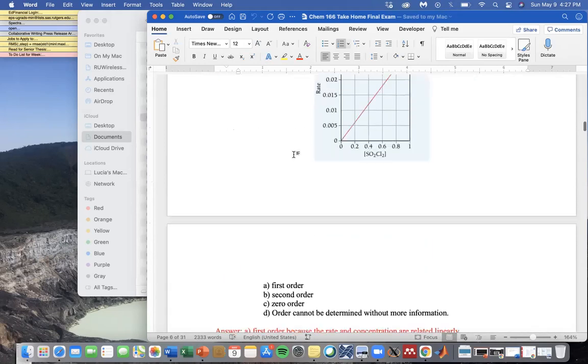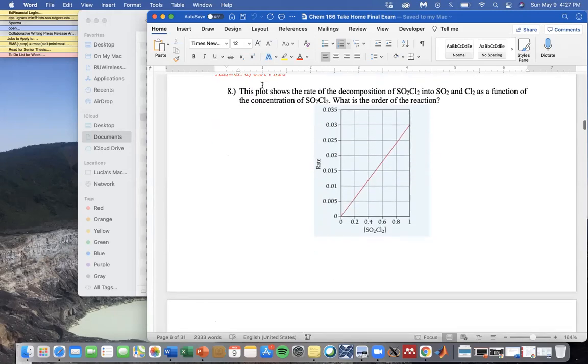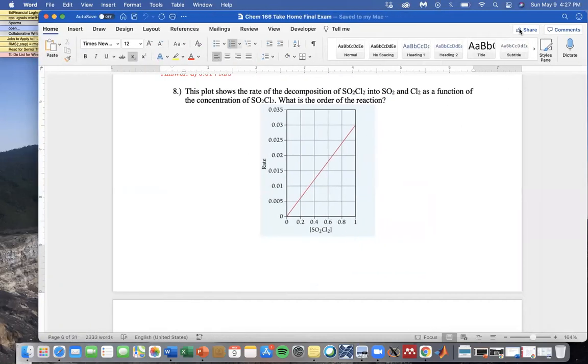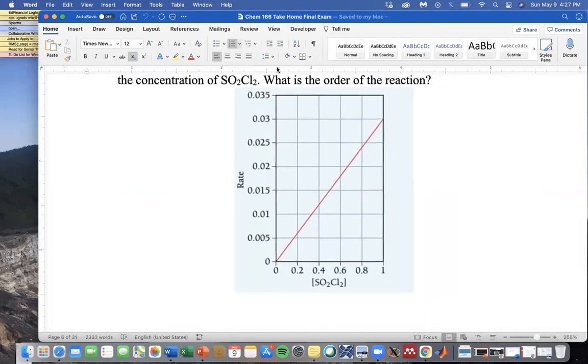Okay, so for this one, we have the plot showing the rate of decomposition of SO2Cl2, and it's really not important what the actual equation is, but the chart is the really important part here. This is the right problem, right? Yeah, okay. And so the important part is the chart here, and what's really important is that for a 0th order reaction, no matter what your concentration of SO2Cl2 is, your rate is the same, right?